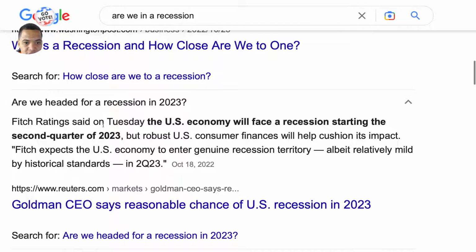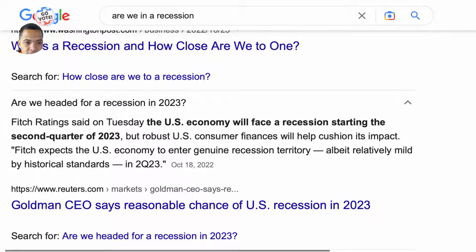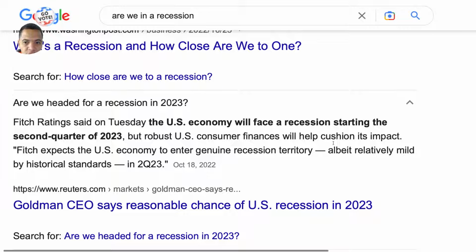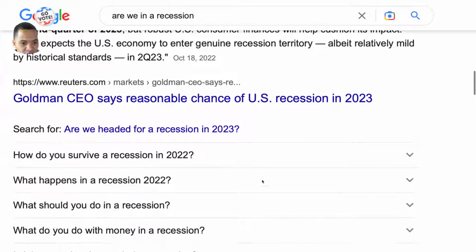Fitch Ratings said on Tuesday, it's October 18th, right? The U.S. economy will face a recession starting the second quarter of 2023, but robust U.S. consumer finances will help cushion its impact. So, we're doing what we can, right, to try to soften the blow of the recession.